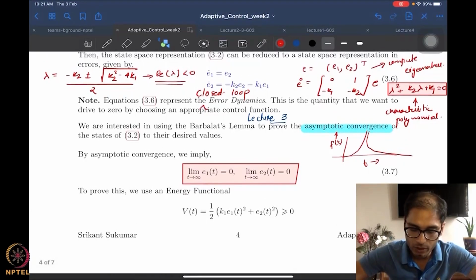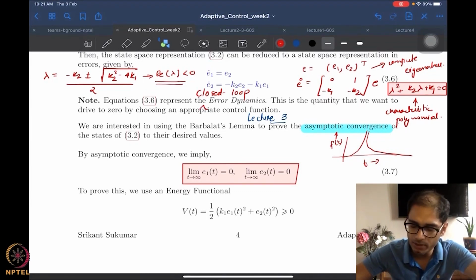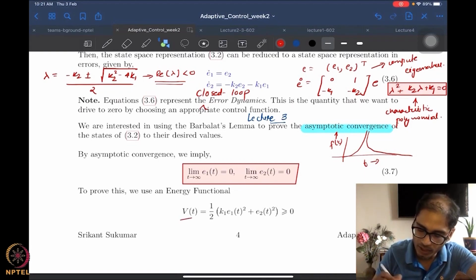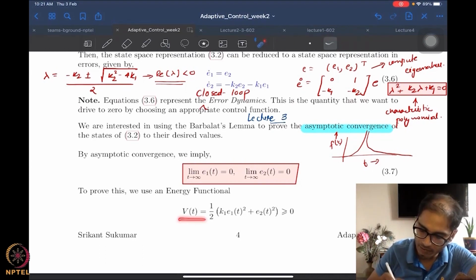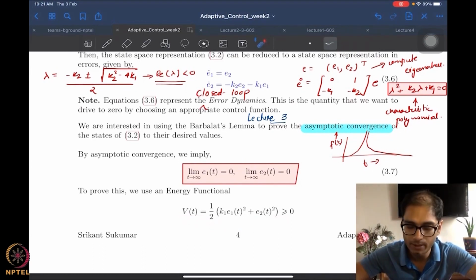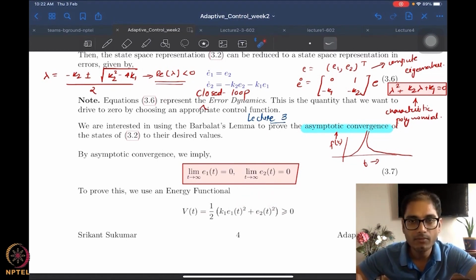Okay, so what we do, as we had planned, is use an energy functional or a potential function, whatever you want to call it. And what is this? This is very standard for spring mass dampers. V of t is half k1 e1 squared plus half e2 squared. These are of course functions of time. It should be obvious to you that this is non-negative, that is, it is lower bounded by 0. Why? Because I'm simply taking squares of quantities, so it's obviously lower bounded, no problem.